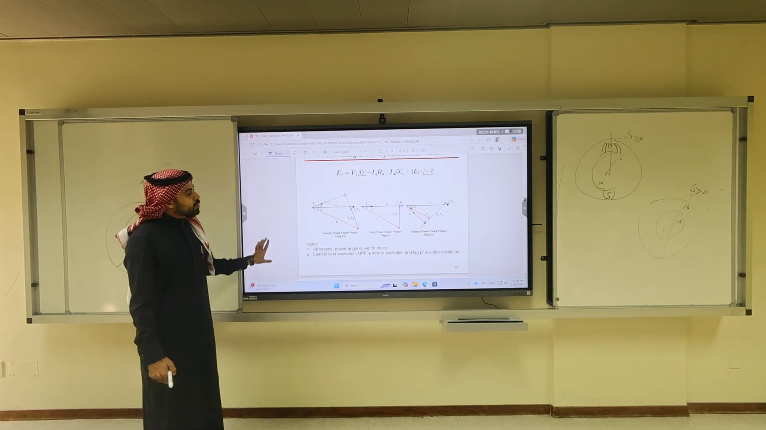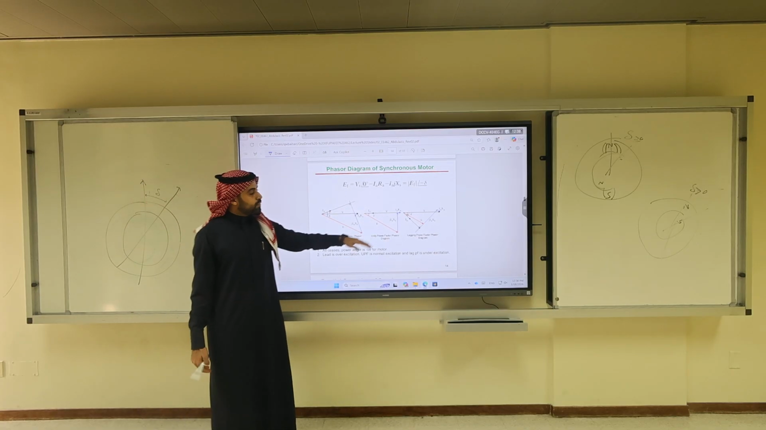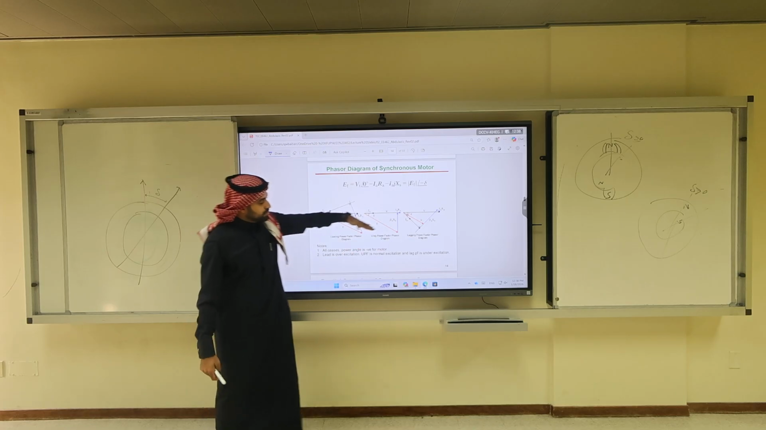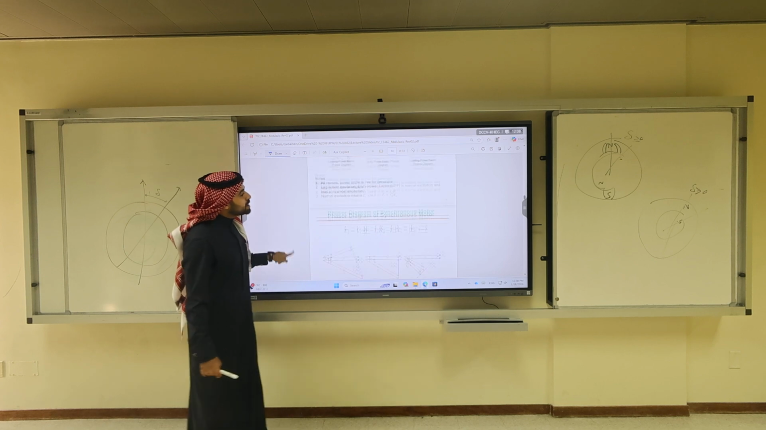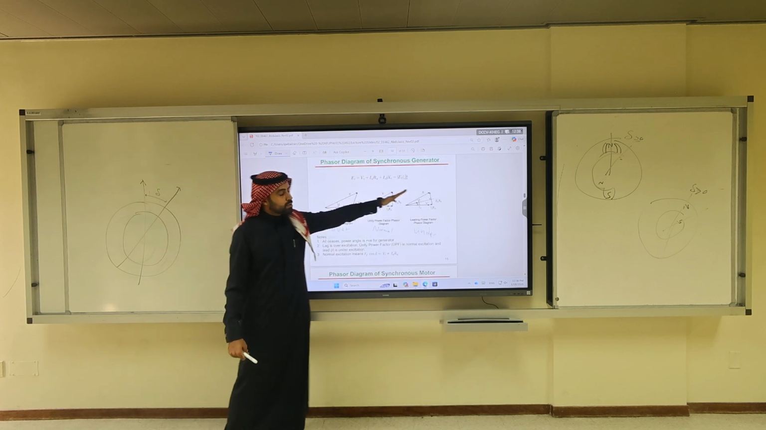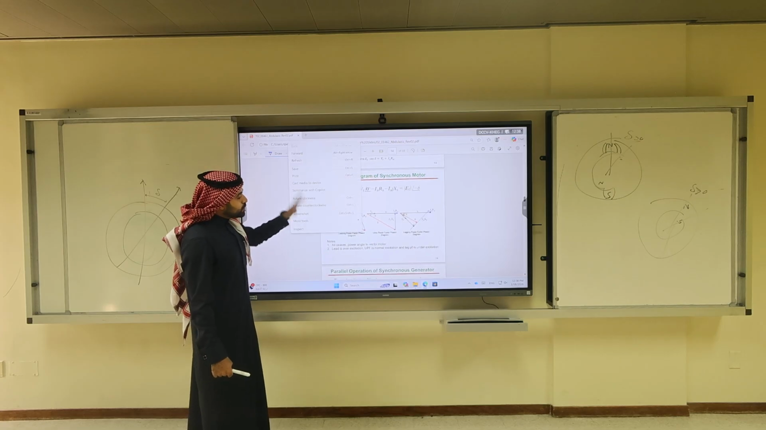For the synchronous motor, delta is always negative. So if you find your E's at the bottom, you're in the motor. If you find your E's on the top, you're in generator. We do the same equation.